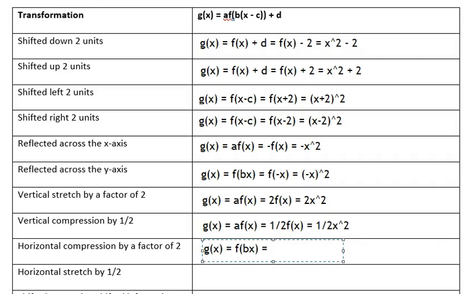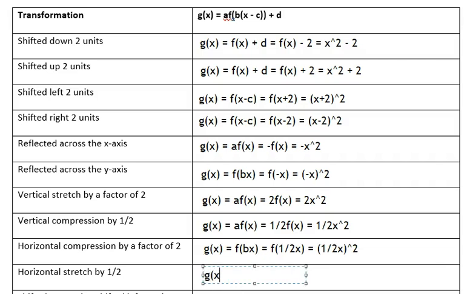And in this case, when you're doing a horizontal compression by a factor of 2, you're actually going to multiply x by a half instead of 2. So you'll have f of a half times x. So you'll get a half x squared as your function. You're multiplying a half by the input for horizontal scaling and compression.